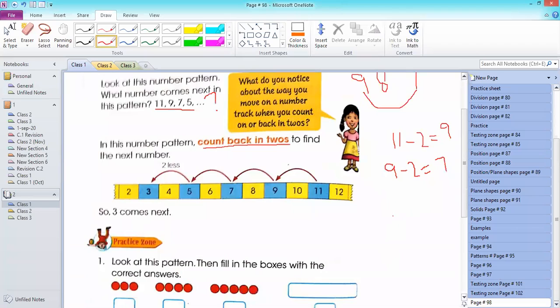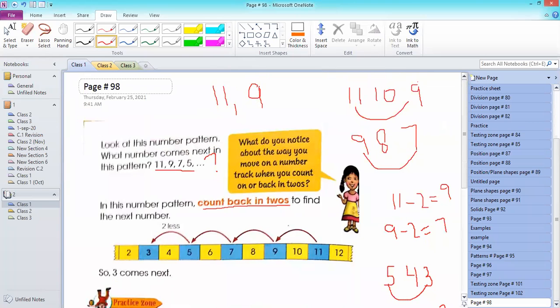So this is very easy. You will write 5 and you will check. While counting back, you have to count back in twos, 1 and 2. It will be 3. Or you can check by subtracting 2 from 5. 5 minus 2 is equal to 3. So the next will be 3. In that way, you can easily find out the answer.